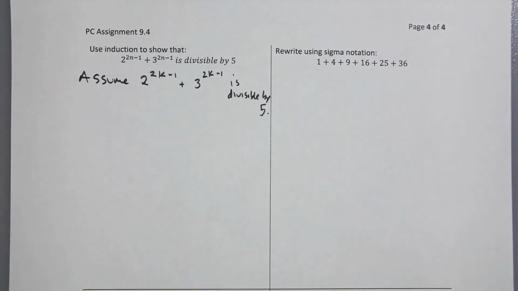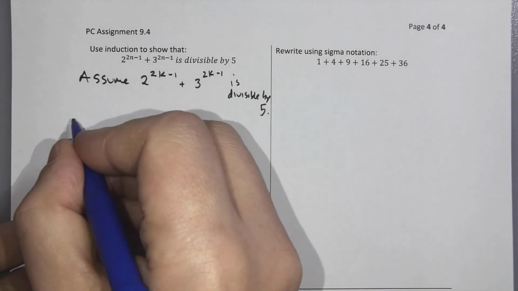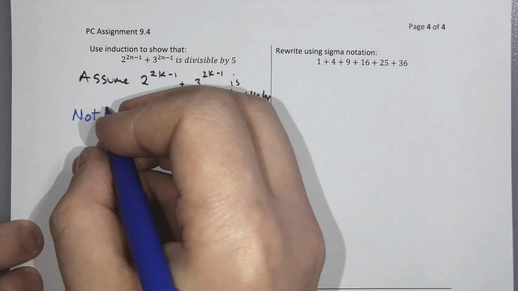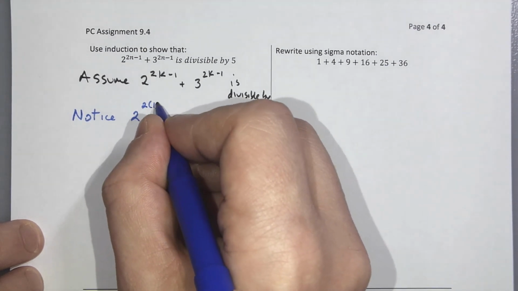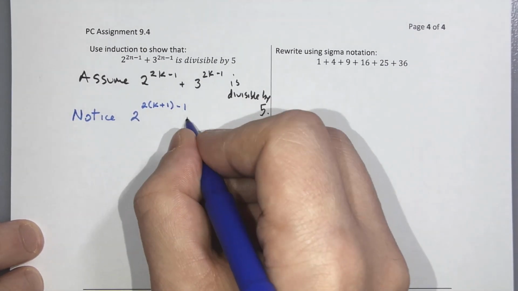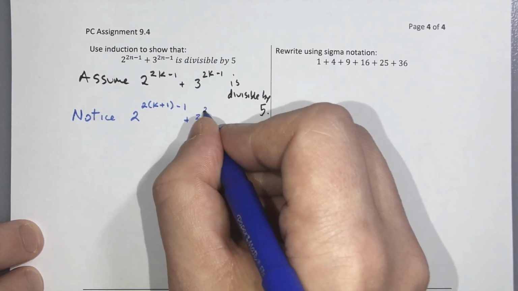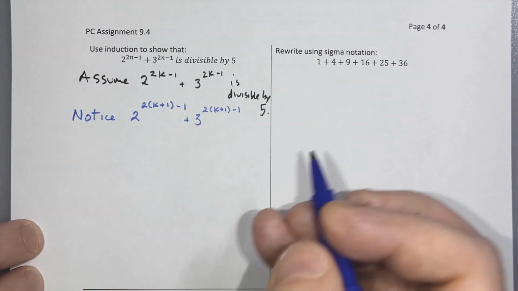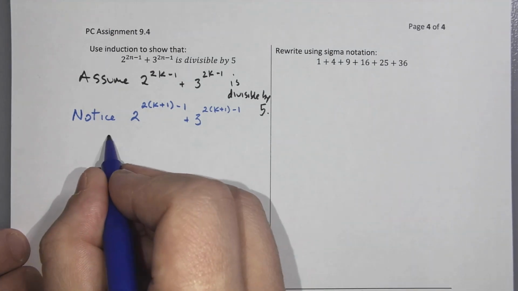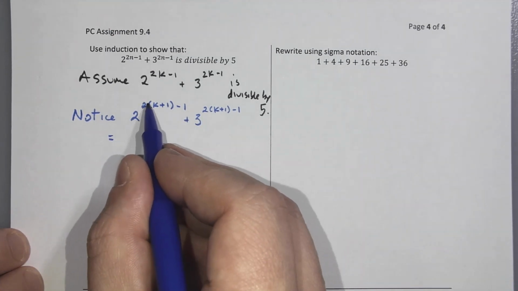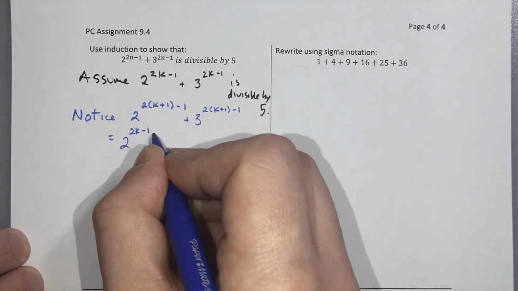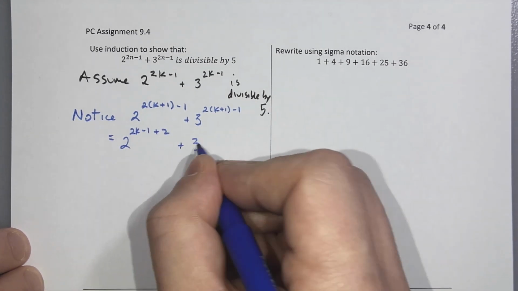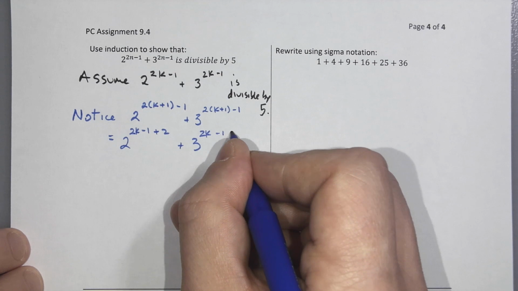And we're going to want to use that in order to create a statement that makes it appear that the same quantity with k replaced with k plus 1 will work. So we'll notice that 2 to the 2(k+1) minus 1 plus 3 to the 2(k+1) minus 1. That's the quantity we're going to be working with. So first of all, let's simplify. That becomes 2k plus 2 minus 1. So I'll write that as 2k minus 1 plus 2. And this one is 3 to the 2k minus 1 plus 2.